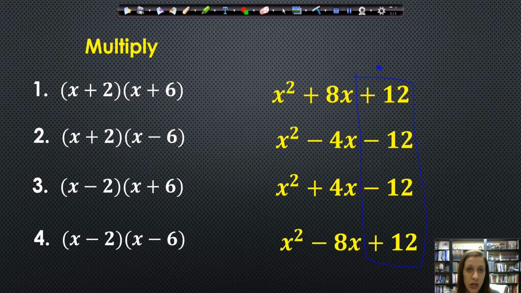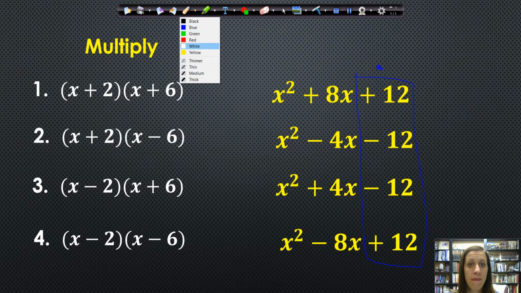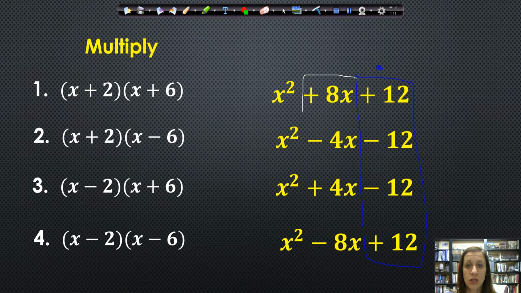The other term, the middle term, is always created by the addition of the constants. So 2 plus 6 is 8. 2 and a negative 6 is a negative 4. Negative 2 and 6 is a positive 4. And negative 2 and negative 6 is a negative 8. If you know the middle term is always created through the addition of the constants, and the last term is always created through the multiplication of the constants, then you can factor any trinomial.